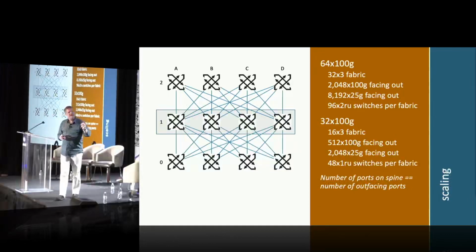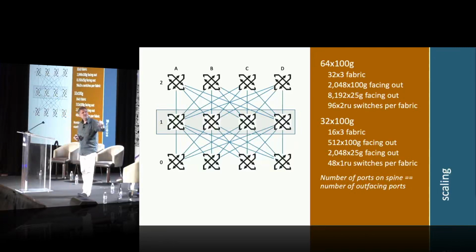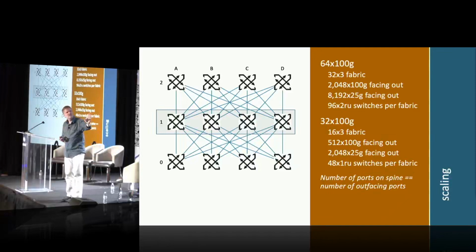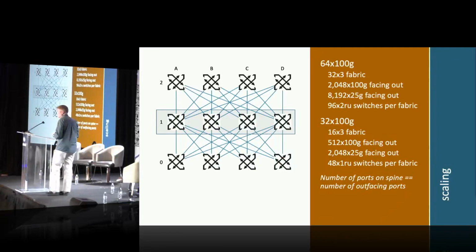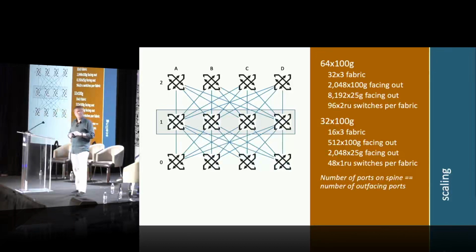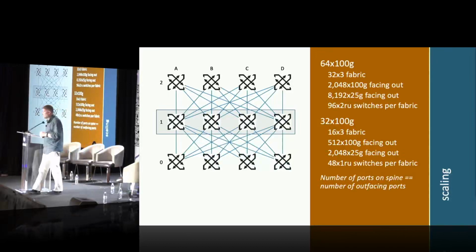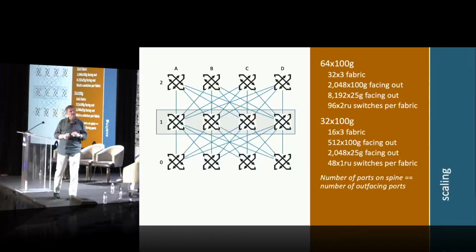so I'm figuring that I will have 2048 by 100 gig facing out, using 96 by 2 RU switches per fabric with 8192 by 25 gig facing out. So using 64 port devices, I can get up to 8192 by 25 gig ports using just a 32 by 3 fabric. If I'm using 32, of course, you just divide it down by a quarter or whatever that is, right? And it's 48 by 1 RU boxes. So this is kind of what you get to with a straight Clos fabric in terms of scaling.